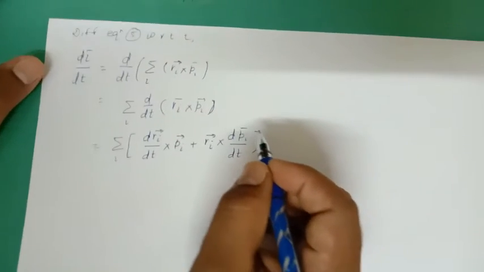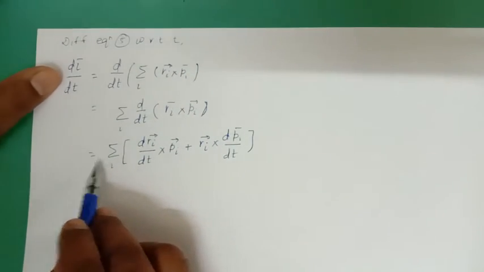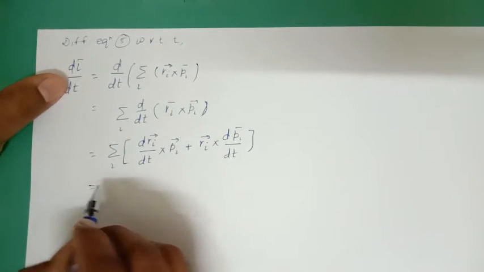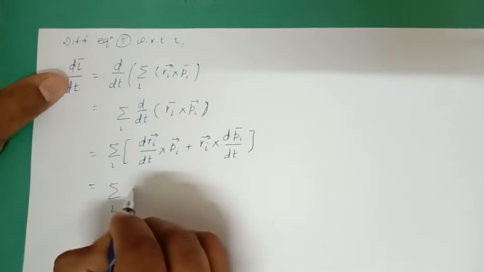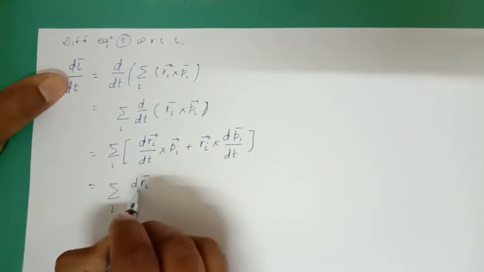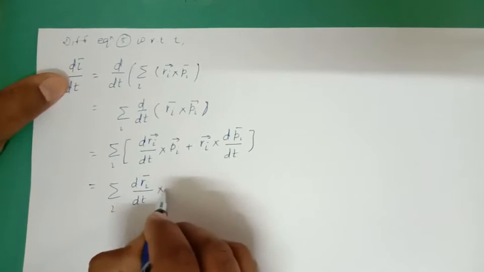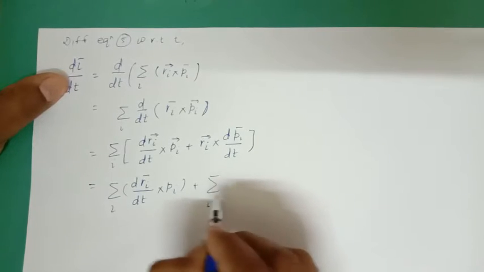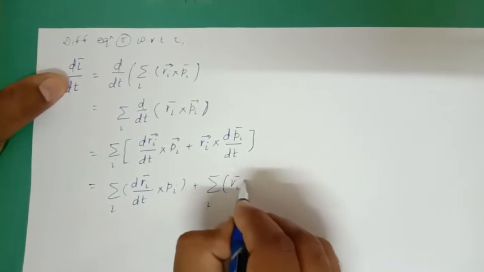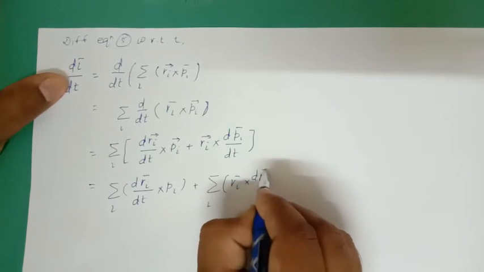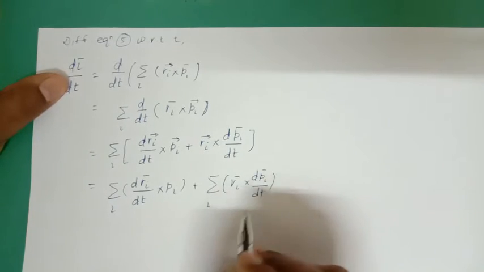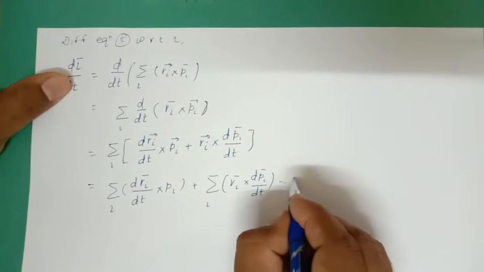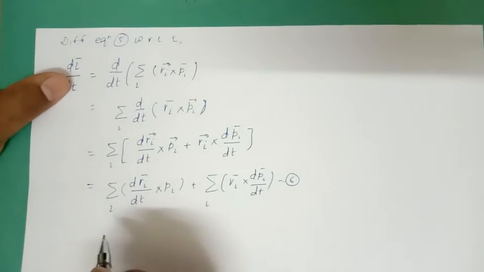So this is the expansion of this term. I'm summing all those terms, so I'm separately summing each and every term. So I can write this as summation over i of d ri by dt cross pi. So this is the first term. Second term, summation again as it is, ri bar cross dpi by dt. Again, this is the second term. Okay, so this is equation number 6.